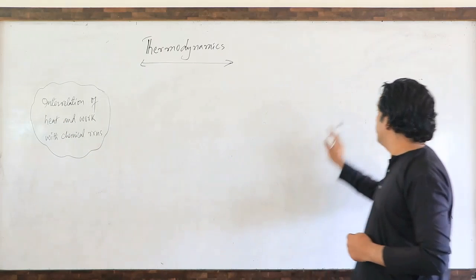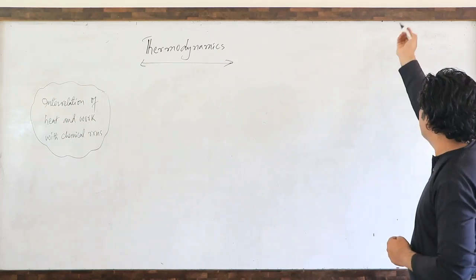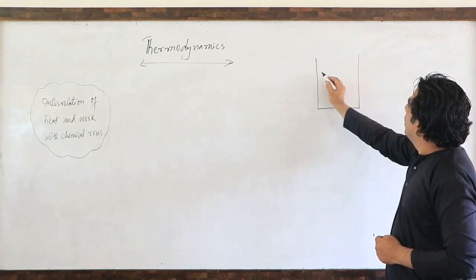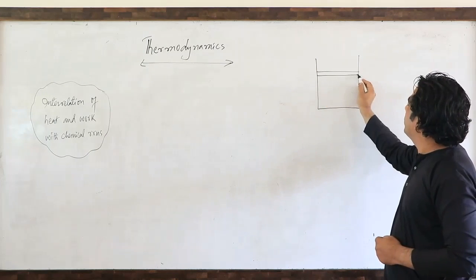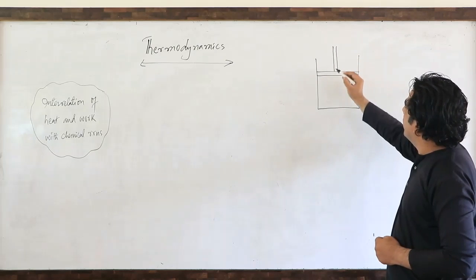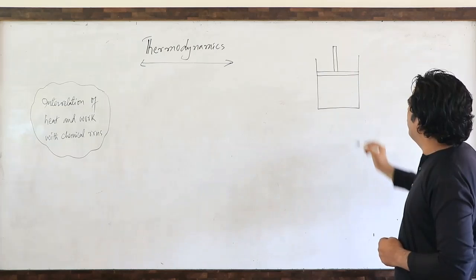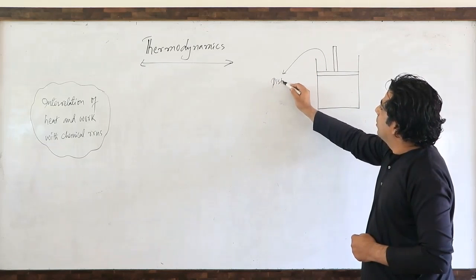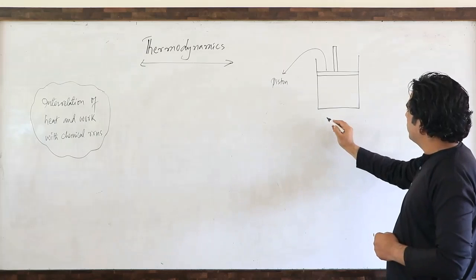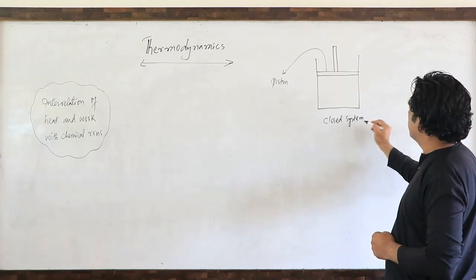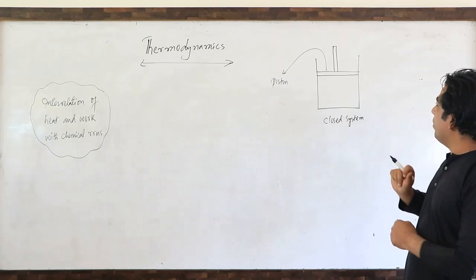Let's take one system here, a closed system, my dear friends. Let's fit this system with a piston. So let us use a piston here. Correct? So this is the piston, and this is our closed system, my dear friends.